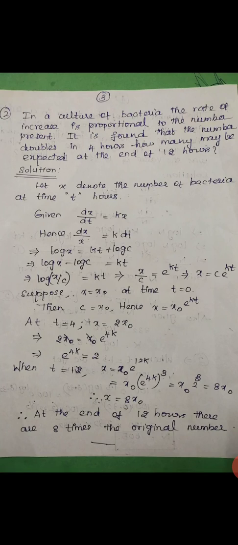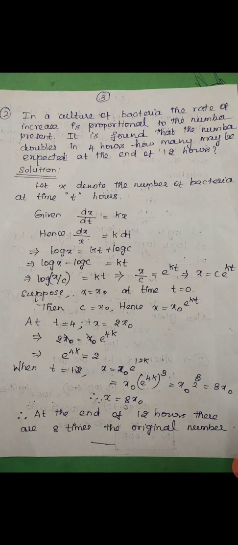Now we have to find the initial and then the next cases. Suppose x is equal to x naught at time t is equal to 0. Substituting, we get c is equal to x naught. Substituting c is equal to x naught, hence x is equal to x naught e^(kt). In our question, it is given that the number doubles in 4 hours.